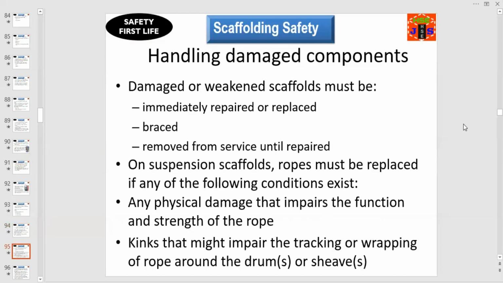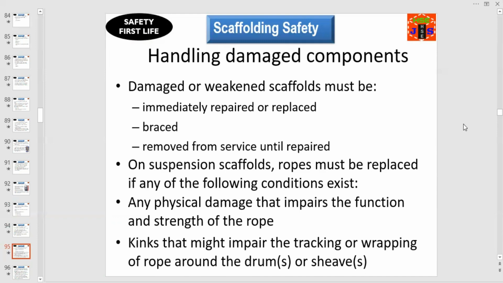Let us start with handling damaged components related to a scaffolding structure. Damaged or weakened scaffolds must be immediately repaired or replaced, braced, or removed from service until repaired. On suspension scaffolds, ropes must be replaced if any of the following conditions exist. Any physical damage that impairs the function and strength of the rope.